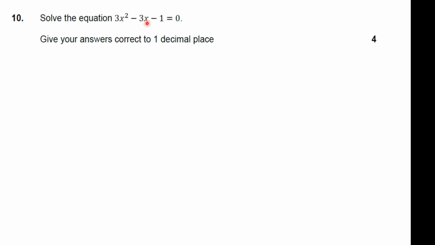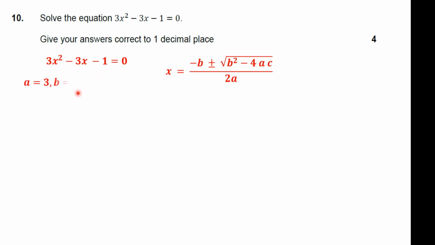Right, we've got to solve this equation. As soon as you see it's correct to 1 decimal place, you've got to use the quadratic formula. There it is. It's on the formula sheet. We've got to get A, B, and C. Well, A is 3, B is minus 3, and C is minus 1. Just taken out from there. We put them into there.